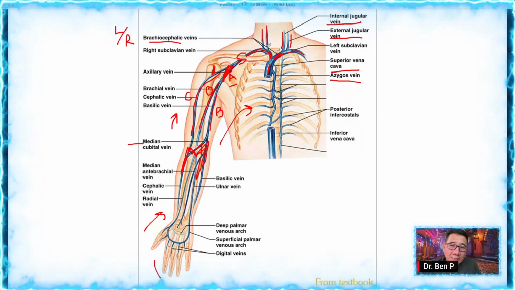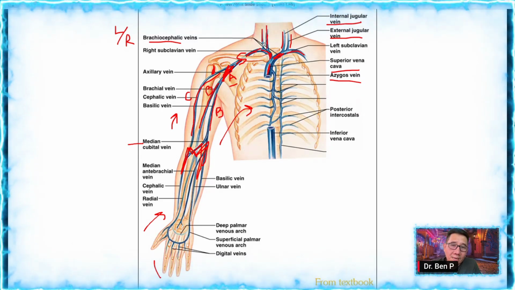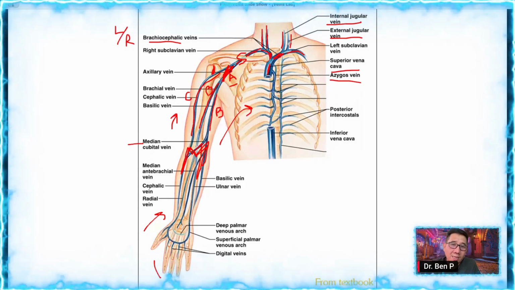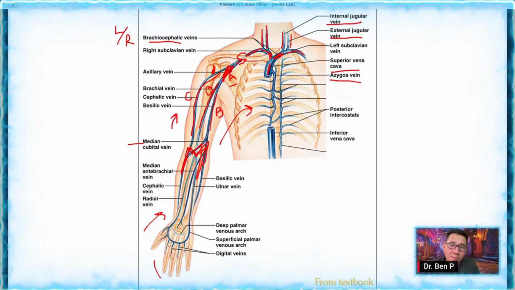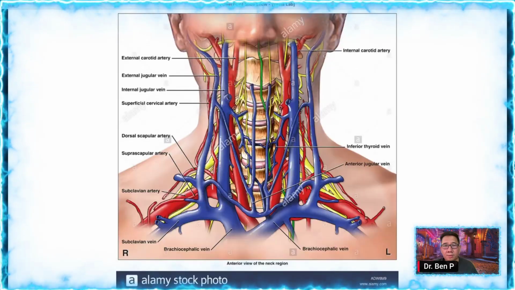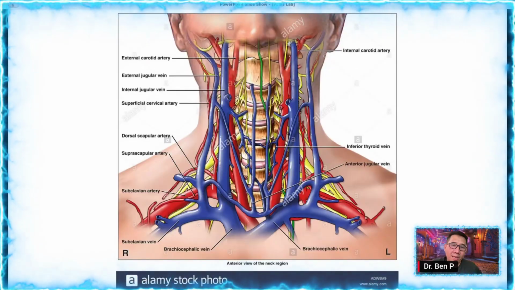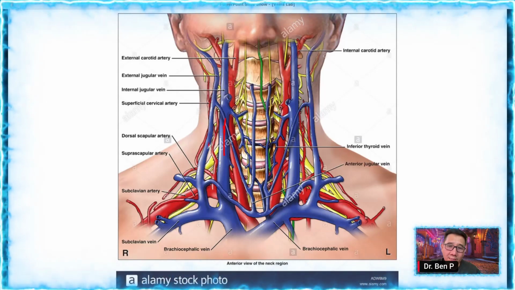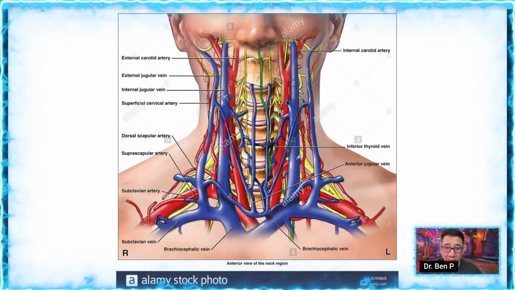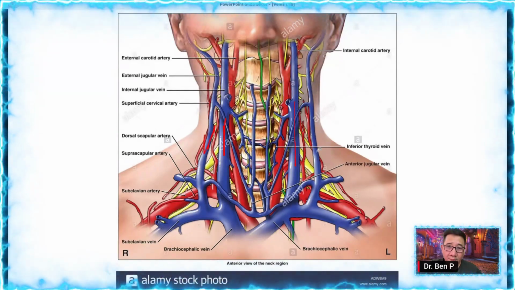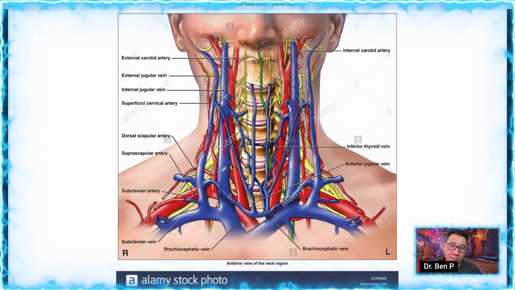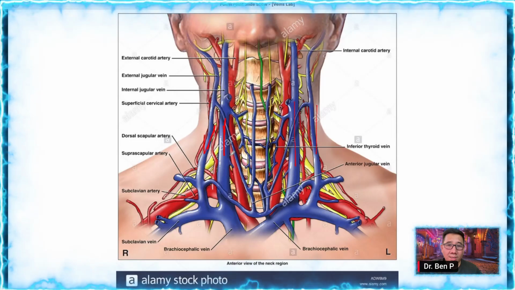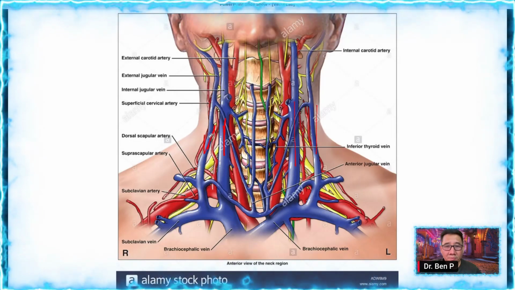You also have the internal jugular vein and the external jugular vein. Internal is bigger and inside, external is on the outside and smaller. You can clearly see right here the differences between the internal jugular and the external jugular, which is smaller. Internal inside, external on the outside.